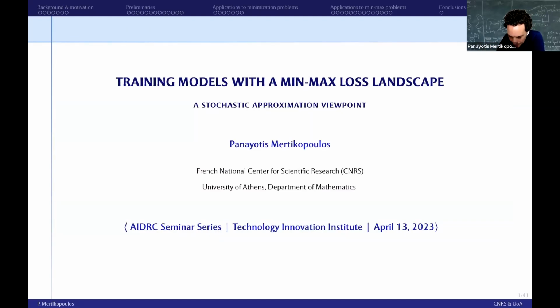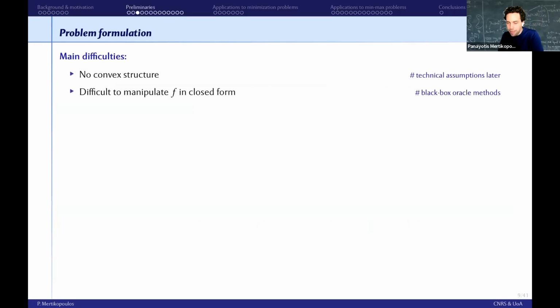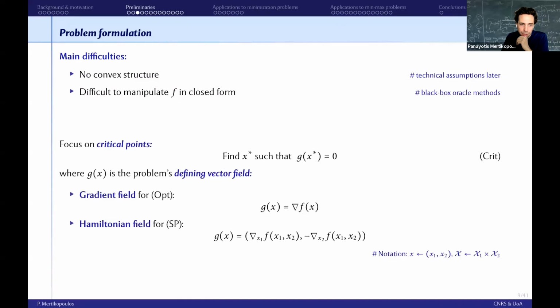All right. And yeah, the main difficulties that we're going to face here are, as I said, that the problem has no convex structure whatsoever. We will not be making any convexity assumptions. And the function f itself is going to be quite difficult to manipulate in closed form. So exact calculations of gradients are going to be quite hard. I will present some results about the deterministic case where we have full gradient information, but it is really the stochastic case that interests us the most in this talk.